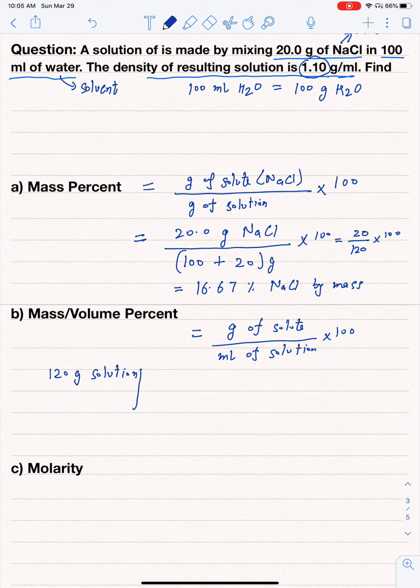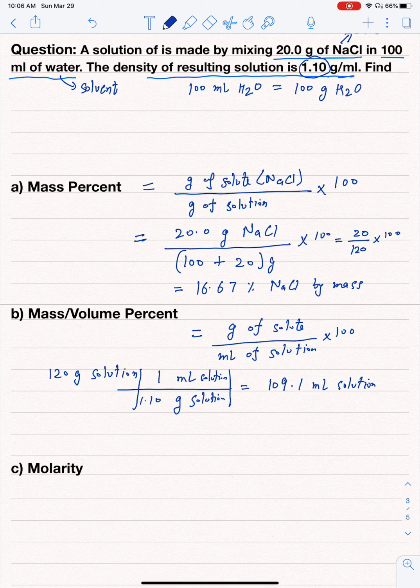So I can use the density as my conversion factor here. I'm trying to figure out the milliliters of solution, so I'll put that on the top, and I'll put the grams on the bottom. So grams of solution. And we are told that the density of the solution is 1.10 grams per milliliter. So I can go ahead and do 120 divided by 1.10 to figure out the volume of the solution, and it comes out to be 109.1 milliliters of solution.